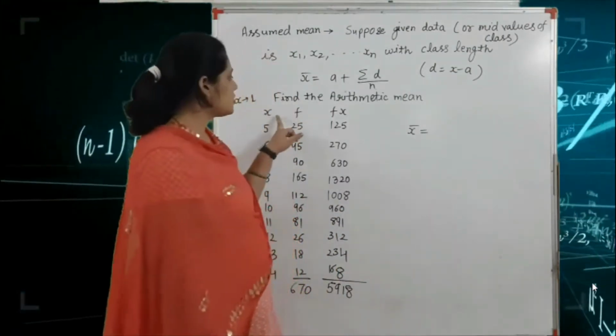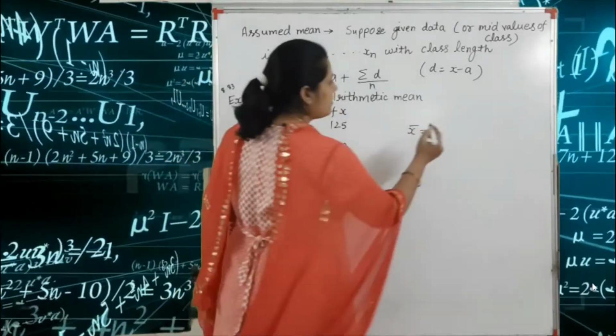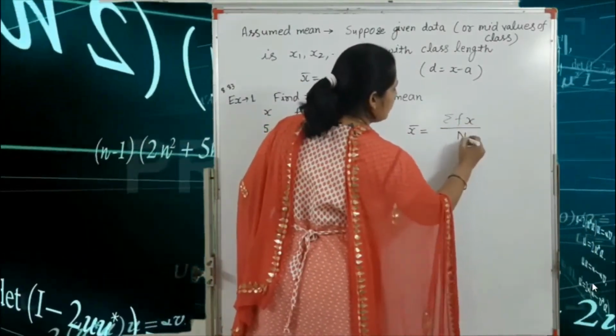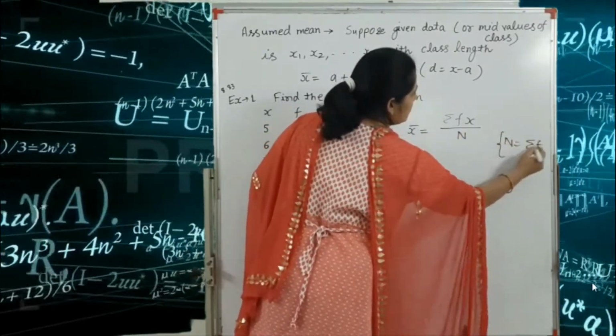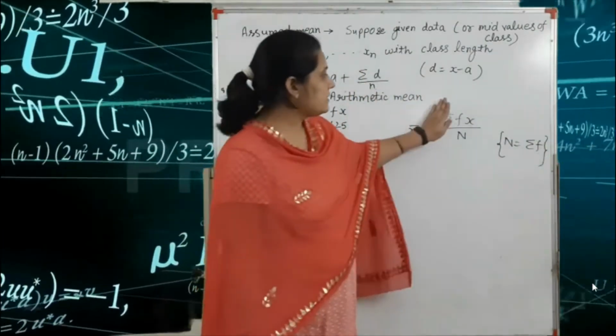So if your question is given in x and f both forms, so x bar is equal to what? X bar is equal to summation fx upon capital N, and capital N is equal to what? Capital N is summation f. Okay, so first you have the summation.